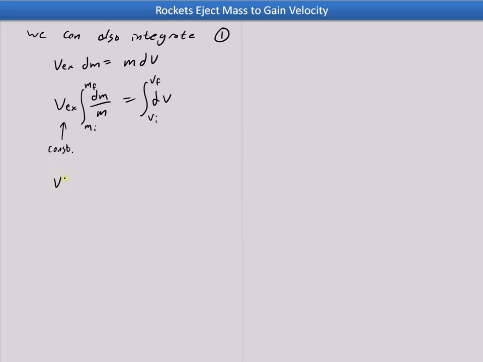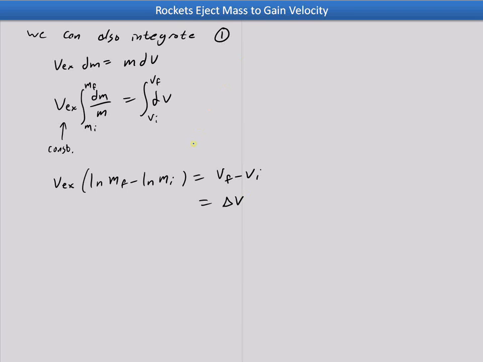So let's carry out the integral. On the left-hand side, we have V exhaust times the natural log of the final mass minus the natural log of the initial mass. And on the right-hand side, we have the final velocity minus the initial velocity, which we could write simply as delta V. It tells us how the velocity of our rocket changes.